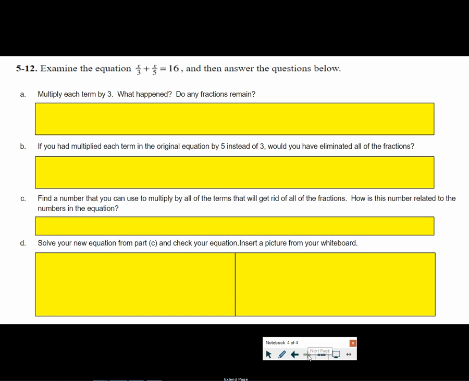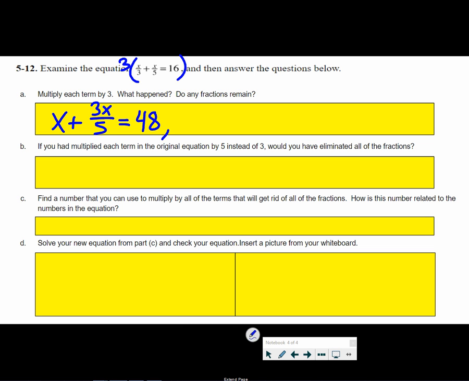Okay. So 5.12 says examine the equation x over 3 plus x over 5 equals 16, and then answer the questions below. So first, A says multiply each term by 3. So if I multiply everything by 3, 3 times x over 3 is going to give me x, plus 3 times x over 5, 3x over 5, equals 48.